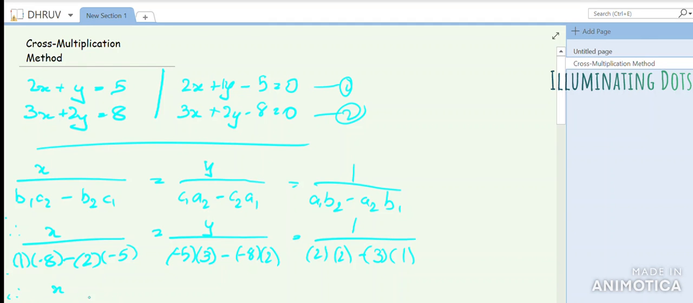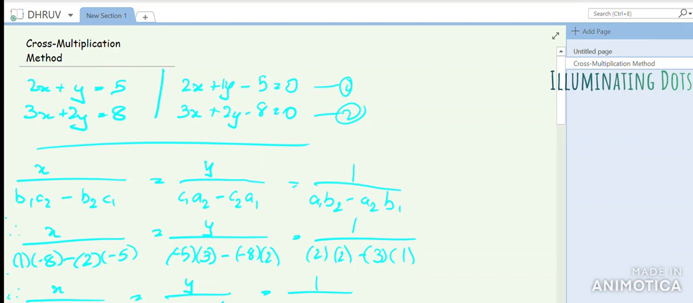It will become x upon minus 8 minus 5 into 2, which is minus 10, minus minus plus, so plus 10, is equal to y upon minus 15 plus 16, is equal to 1 upon 4 minus 3.